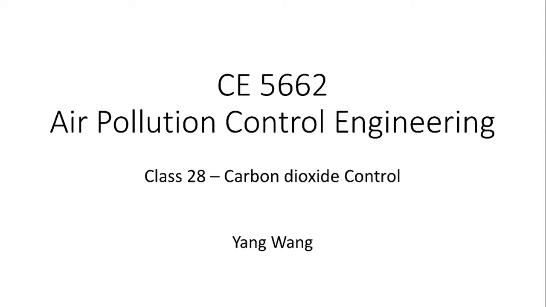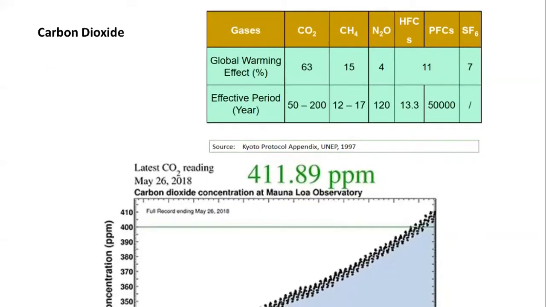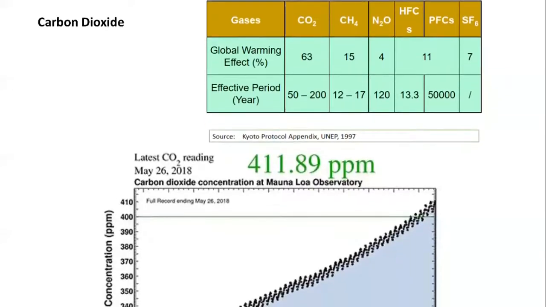So last class we talked about a new topic, right? Carbon dioxide, and this class we're going to finish that up. I realized that we were a little bit ahead of our schedule, so this class will probably be a shorter one. If we do a recap, last class we introduced that carbon dioxide is a global warming gas species. It also has a relatively long effect in terms of its warming potential. It's going to create a warming effect of 50 to 200 years.